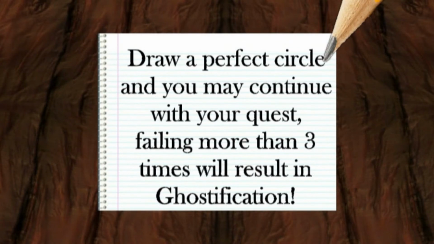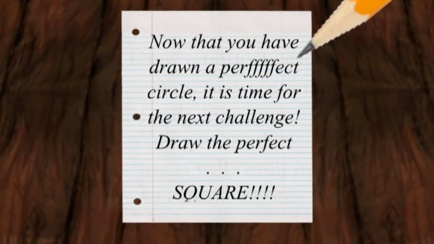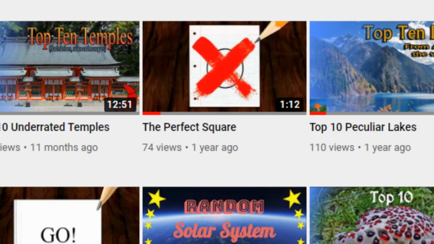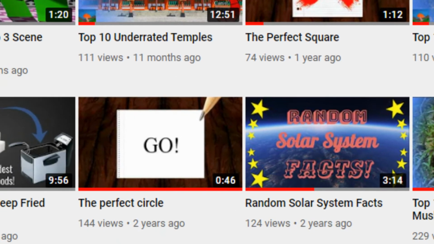Also, I just thought it was funny when I found out about it. The quality of the pencil image in the perfect circle video was better than the quality of the pencil image in the perfect square video, despite the fact that the square video came out almost a year later.